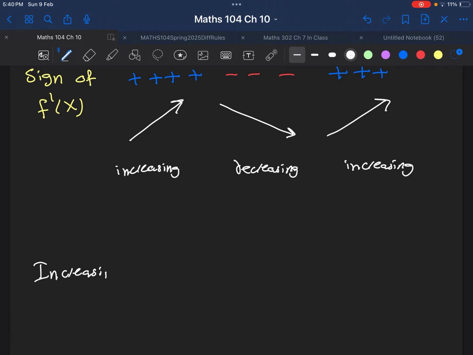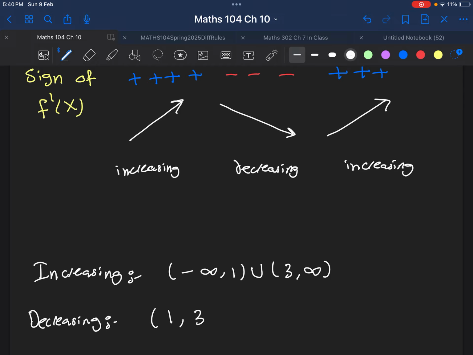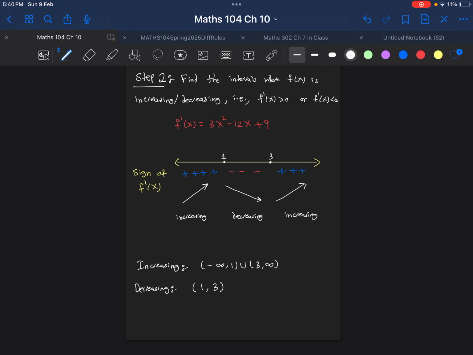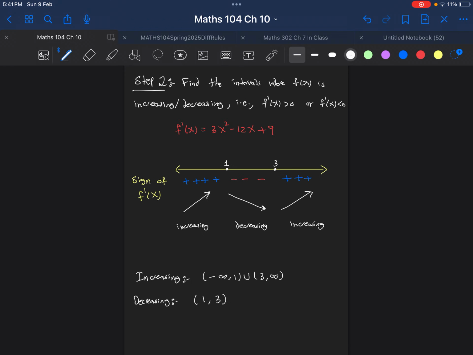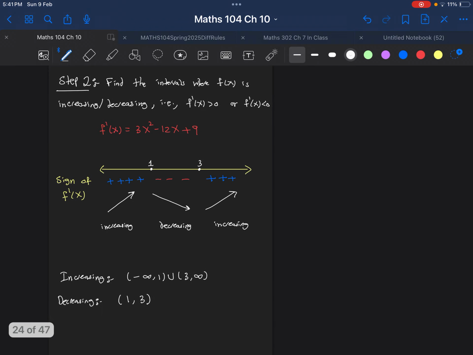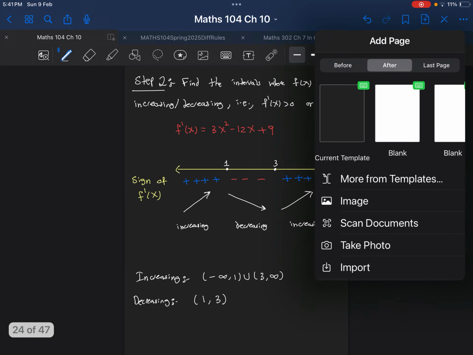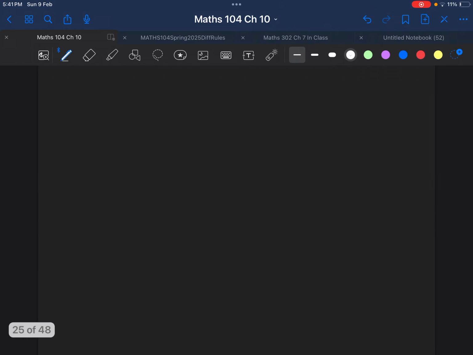So if we write it as our summary, where the function is increasing, we start from minus infinity to 1, and then we continue from 3 to infinity. We join it with a union, and then we have it decreasing, which is from 1 to 3. And that's step number 2. Step number 3, we need to find the local maximum and local minimum. Is the 3 a local maximum or local minimum?